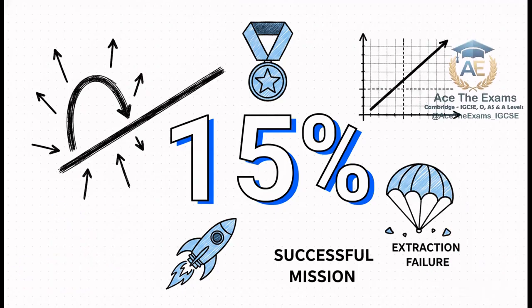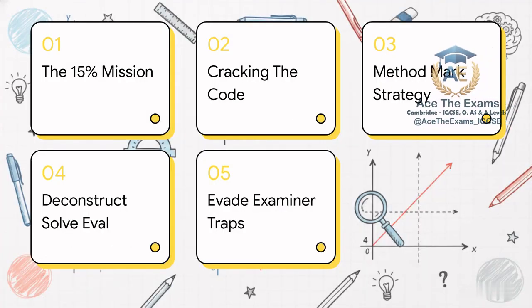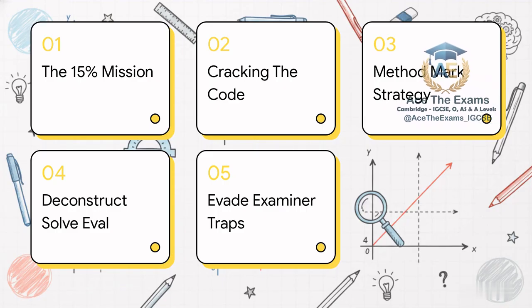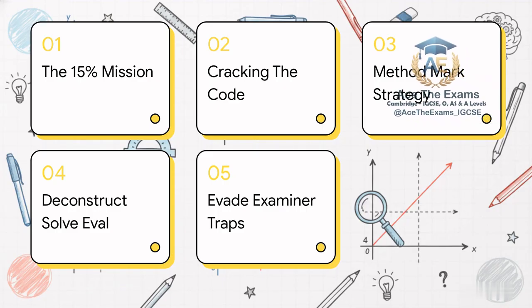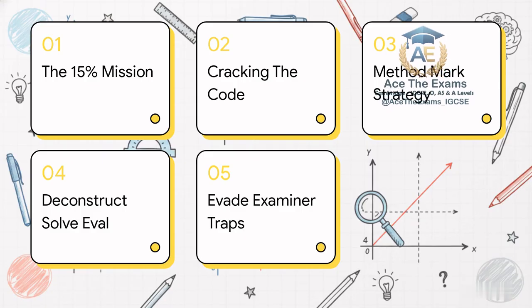It is, without a doubt, the difference between a highly successful mission and total extraction failure. That's 2, maybe 3 entire grade boundaries hanging in the balance based on this one topic. We absolutely cannot afford to leave these marks on the table. You need a system, and that's exactly what we're going to build. Here is your mission dossier for today's extraction. We're going to cover the 15% mission, cracking the code, the method mark strategy, deconstruct, solve, evaluate, and finally, evading examiner traps. Let's get into it.